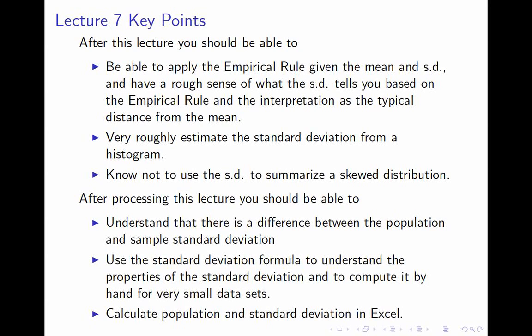And finally, after we've worked with this a little bit, you should be able to understand that there's a difference between the population and the sample standard deviation. You should be able to use the standard deviation formula to understand basic properties of the standard deviation. For example, because it's a square root, it's never negative. That's an easy property, and to compute it for very small data sets, say 2 or maybe 3 data points. And finally, we will see how to calculate population and sample standard deviations in Excel.